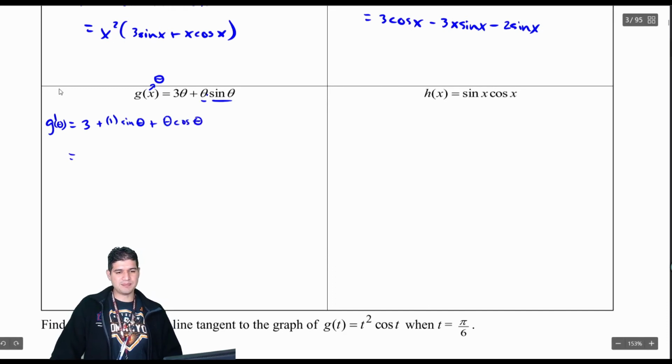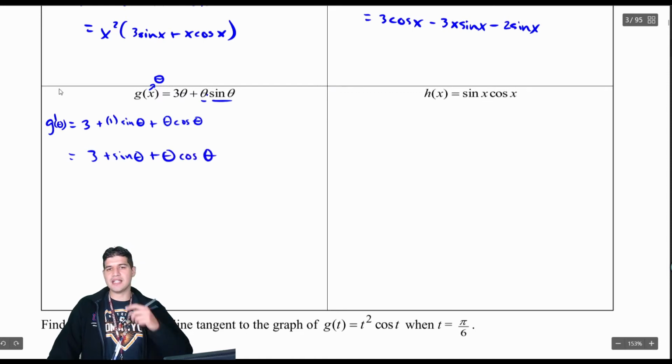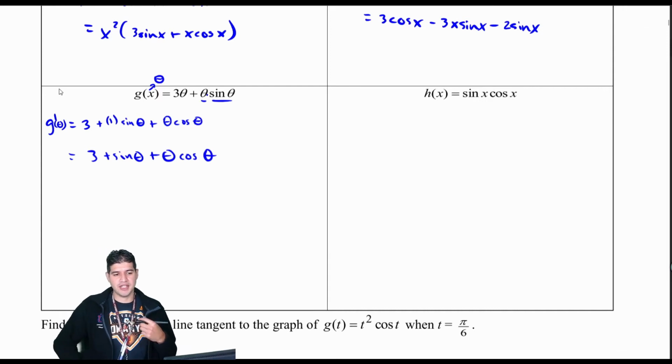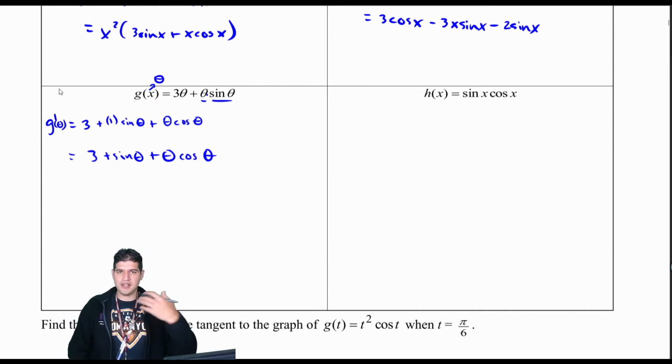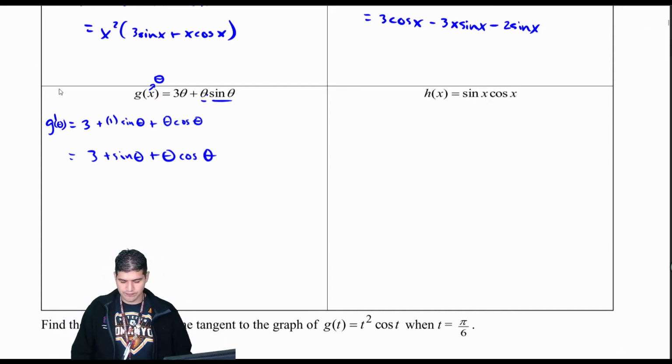All right, so let's just simplify this a little bit. I had 3 plus sine theta plus theta times cosine theta. And that's going to be my final answer here, with the sine and thetas all included.